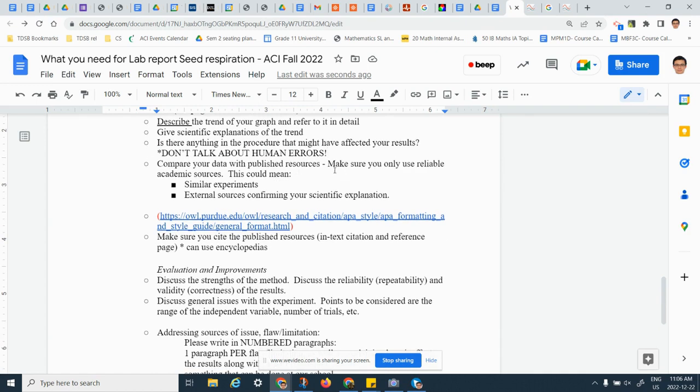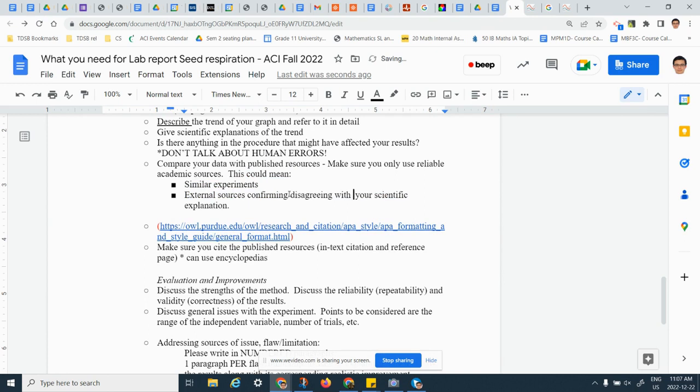Compare your data with published sources. Make sure you only use reliable sources. Now, what this means is this. There might be similar experiments of other seeds or the same seeds. Then you talk about it. Or because you have to give a scientific explanation of your trend, maybe you can find some published sources that will confirm or disagree with your scientific explanation.